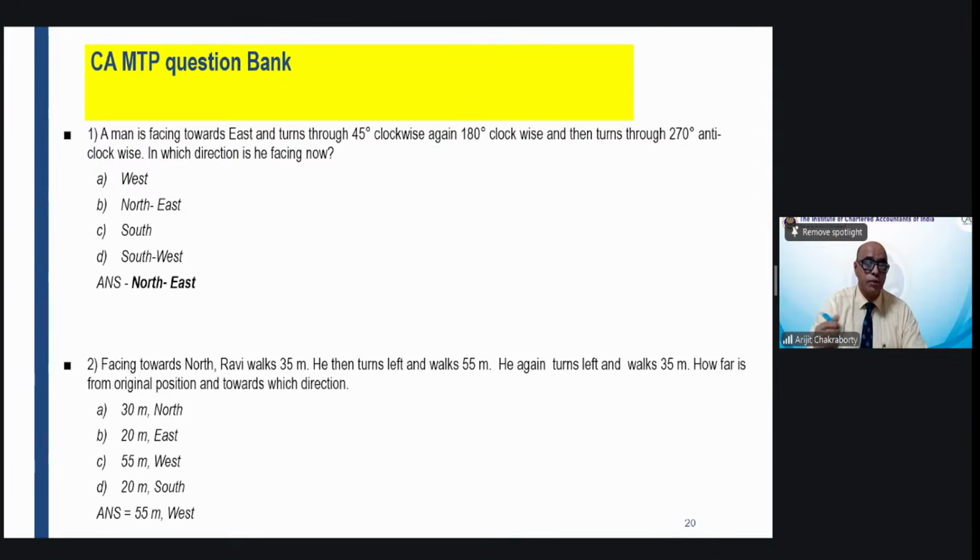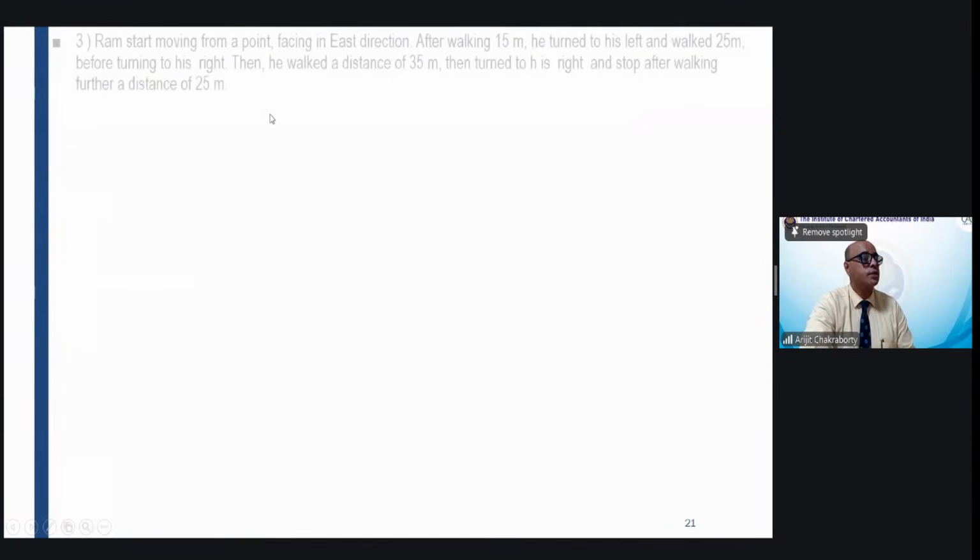How far is he from the original position? So he is exactly 55 meters towards the west. Okay, so question number 2, I think many of you have got it correct. This is from the MTP question bank of ICAI, and you can see the correct answer is 55 meters towards the western side. Next question we are taking, number 3, MTP question.